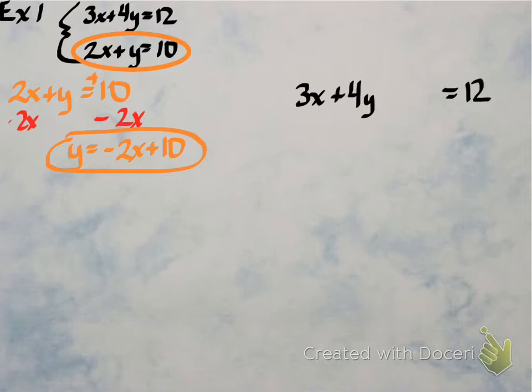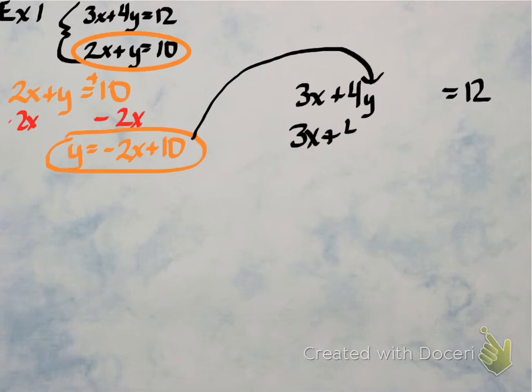What we're going to do is take what we found y to be and plug it into that y. So I have 3x plus 4 times this entire thing here, negative 2x plus 10, is equal to 12. And now I'm going to solve it for x.